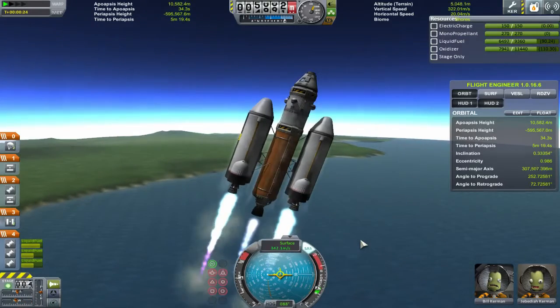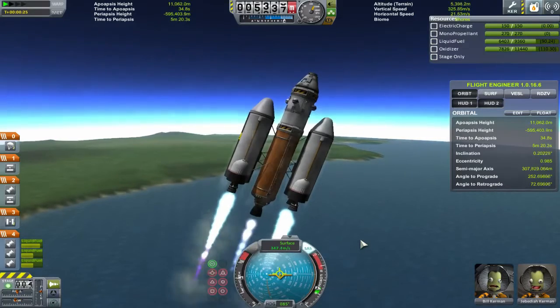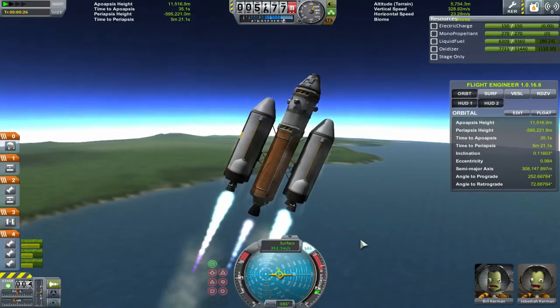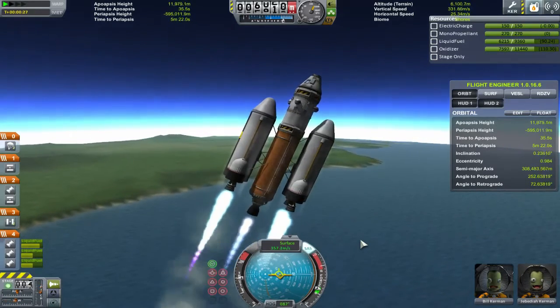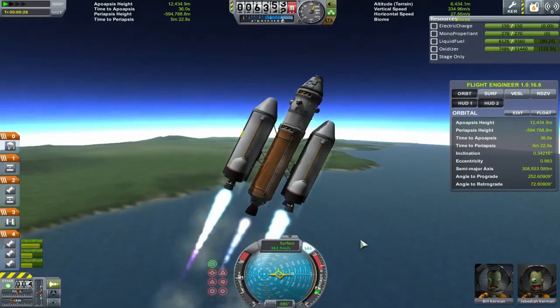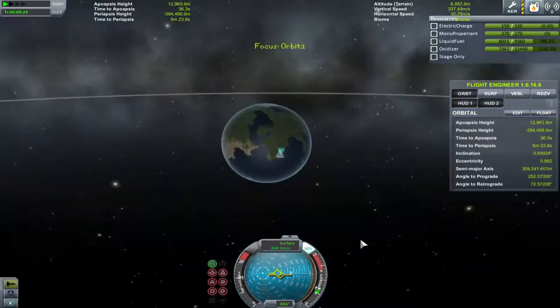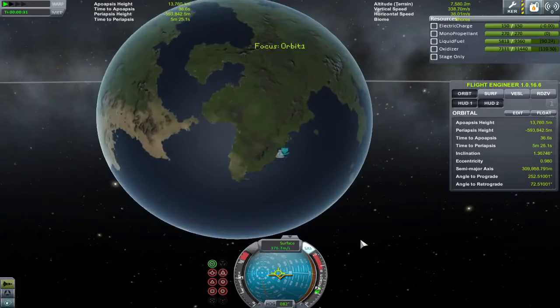You only need to get above the atmosphere on planets where there is an atmosphere. On moons where there's no atmosphere, you can be very, very close to the surface. You just have to worry about mountains or rocks at that point.